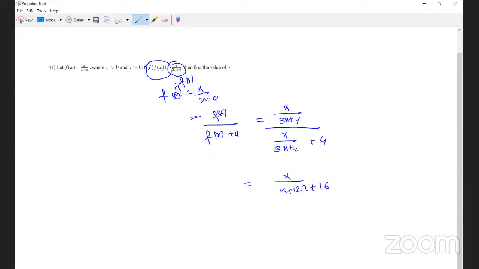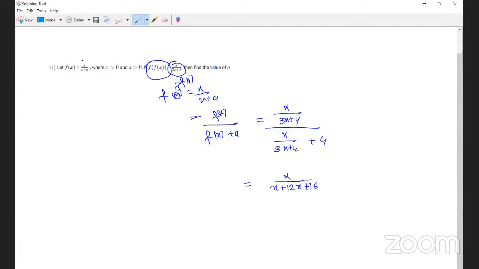Right? 12x plus 16. Yes, sir. The 3x plus 4 will get cancelled, right? Now what we have to do? We have to find out the value of a. Okay.